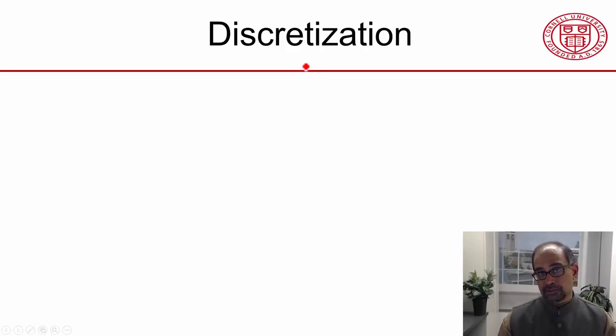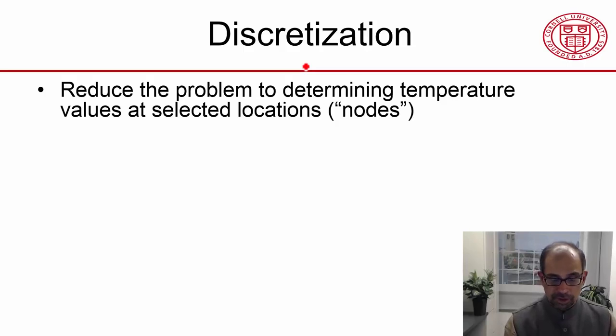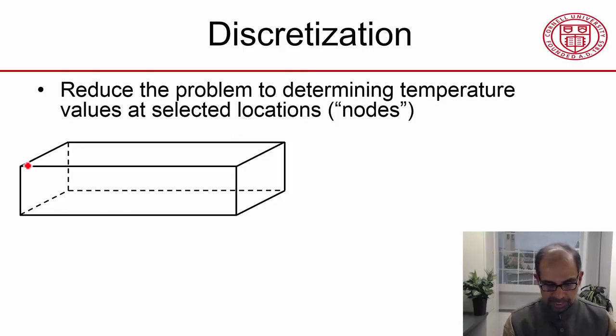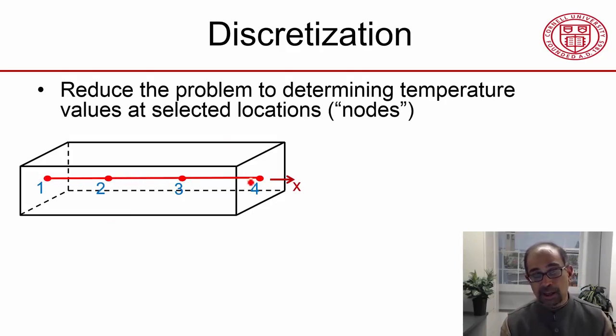The first thing we do is discretization. Let me unpack that idea. We reduce the problem to determining temperature values at selected locations. That's the bar I have, and I need to determine the temperature along that line. I've reduced it to a one-dimensional problem, so I need to determine temperature only along a line. So I need to determine the function T of x.